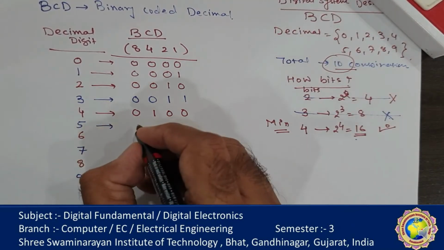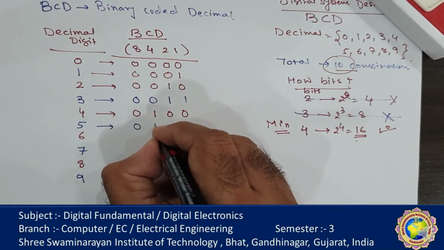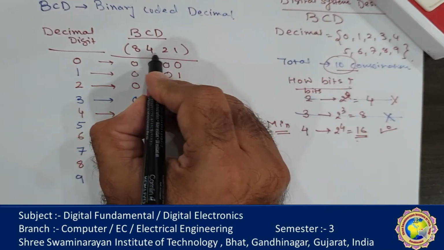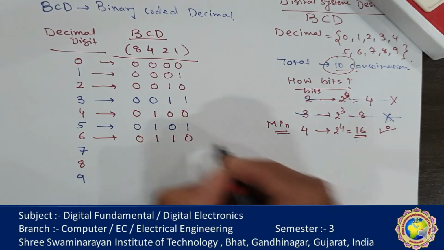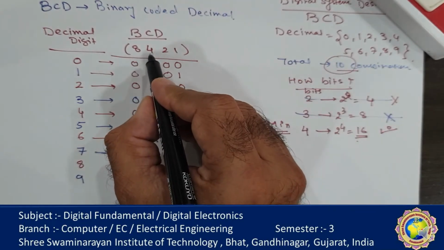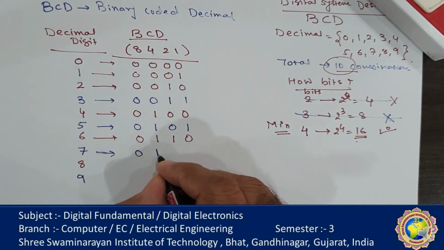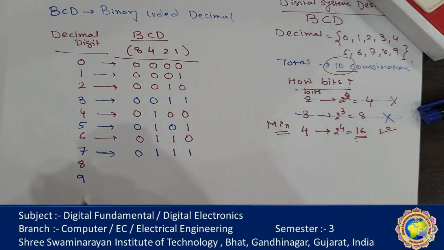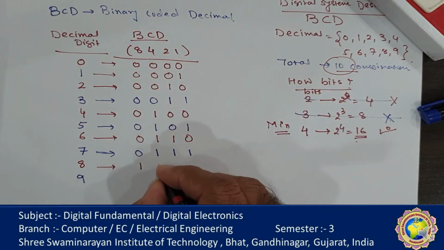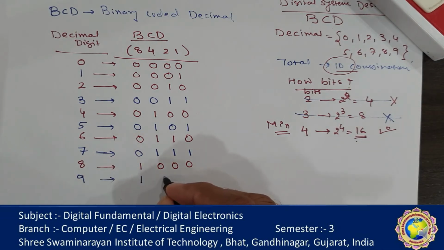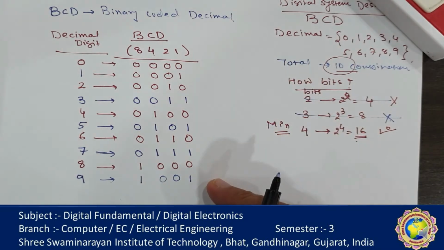Next is 5. 5 is 4 plus 1, so 0, 1, 0, 1. 6 is 4 plus 2; the middle 2 bits' addition is equivalent to 6. 7: 8 is not possible, so 4 plus 2, 6 plus 1, 7. So the last 3 are 1. Next is 8. 8 itself is the higher bit, so 1, 0, 0, 0. And 9 is 8 plus 1, 9. So this is the BCD code.